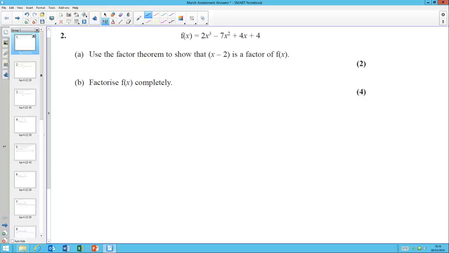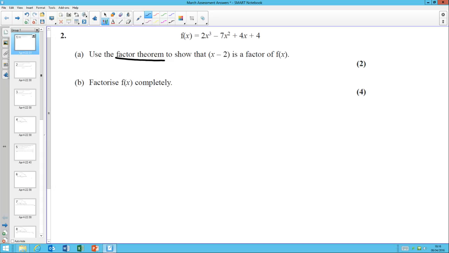Okay, let's go through the factor theorem question. It's broken up into two parts. Now for the first part, it does say you must use the factor theorem to show that x minus 2 is a factor of f of x. So if you use long division and show that you get no remainder, that will score you 0 marks as you wouldn't have used the factor theorem.